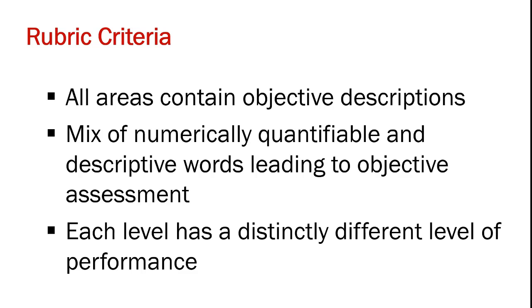First of all, the areas that you create need to contain objective descriptions. You should have a mix of numerically quantifiable and descriptive words that lead to the assessment of each of the objectives in each of the levels. And again, each level needs to have a distinctly different level of performance, so that it's very clear when you make observations of a performance or of a product that you can easily categorize that performance into one of the levels of criteria that you create.